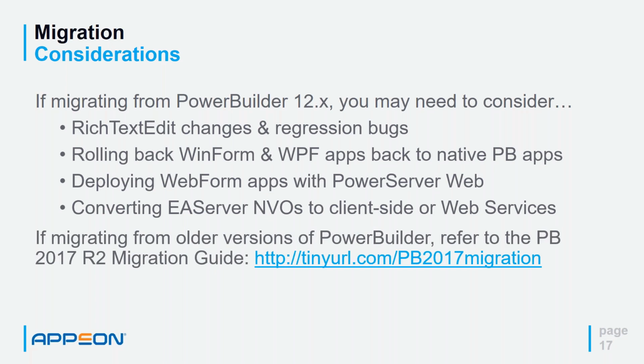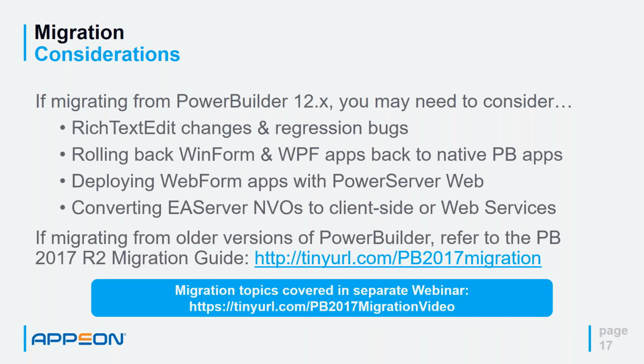If you're migrating from older versions, notice that there's a migration guide at tinyurl.com, and then just tag it in as PB 2017 migration. That will give you a whole bunch of things to think about when you're migrating to that particular version. And notice that we also have a video that you can watch on tinyurl as well, called PB 2017 migration video, that will help you out as well.